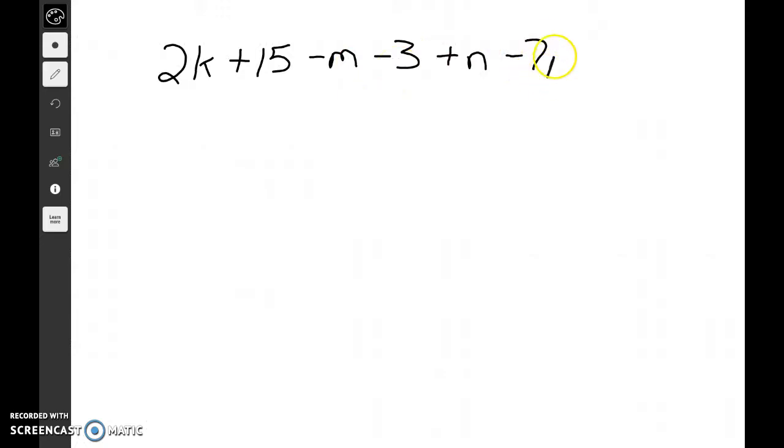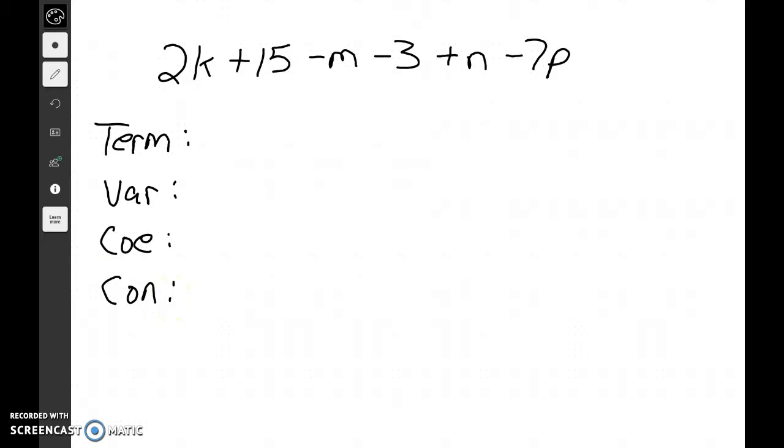So down at the very bottom, we'll work one together and then I'll let you work one on your own. Let's look at the expression 2k plus 15 minus m minus 3 plus n minus 7p. So here we want to identify the terms, the variables, I'm going to do some abbreviating here, the coefficients, and the constants.